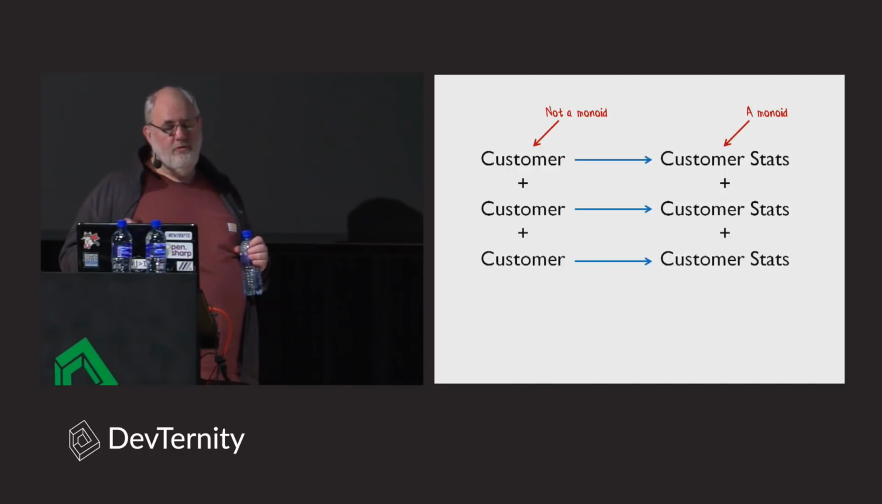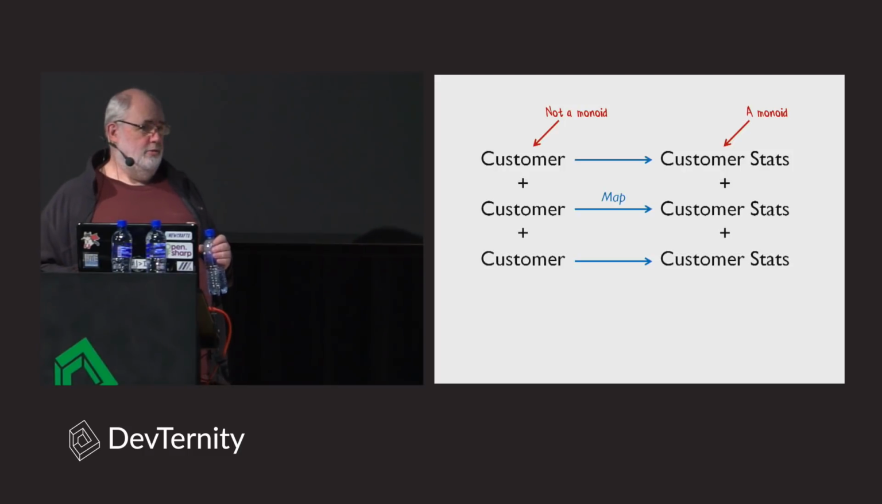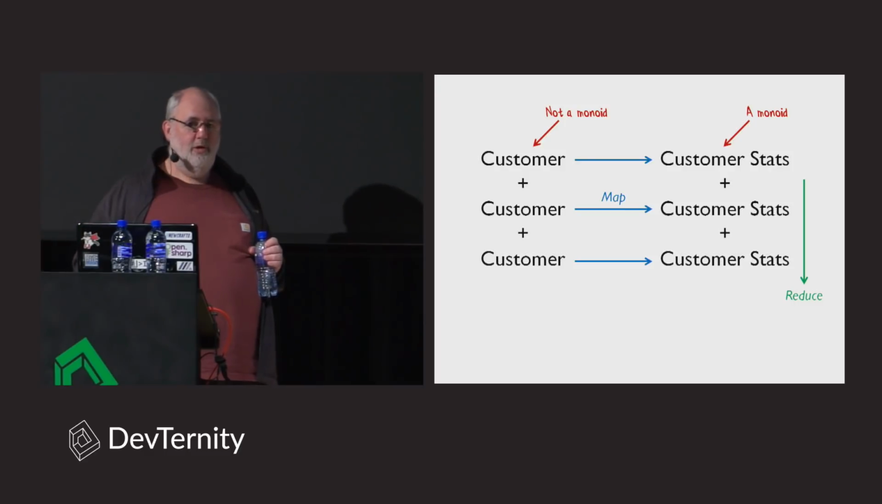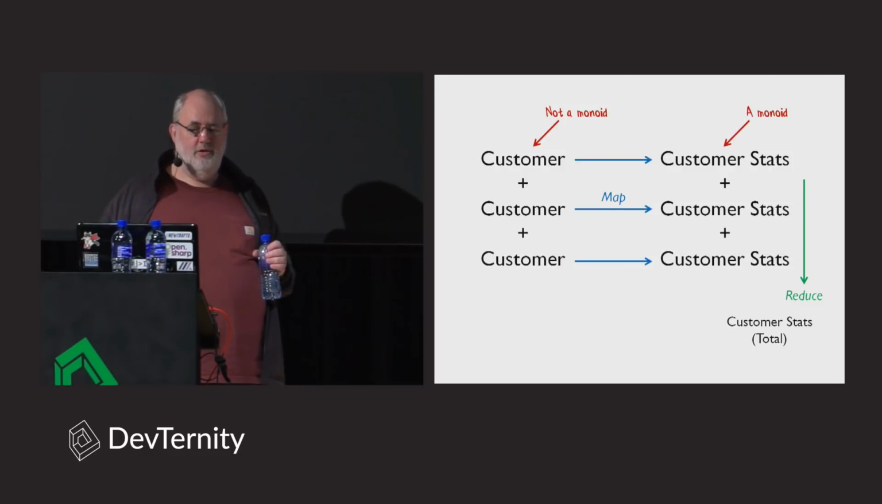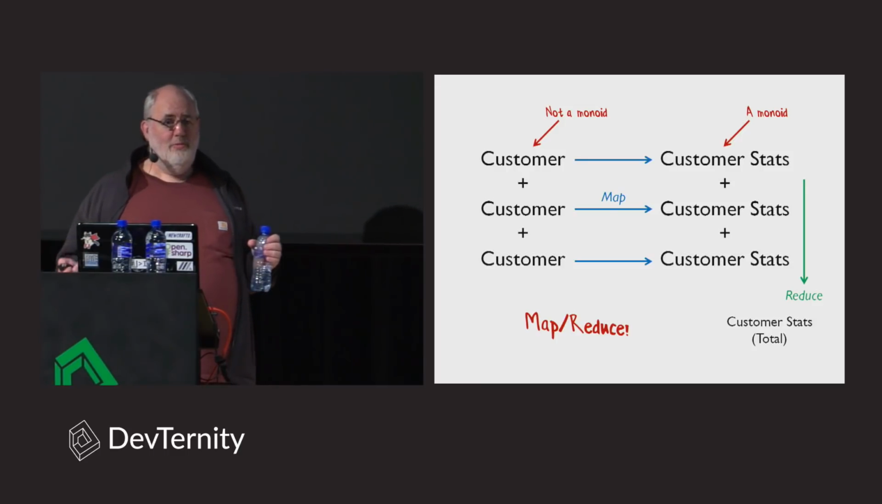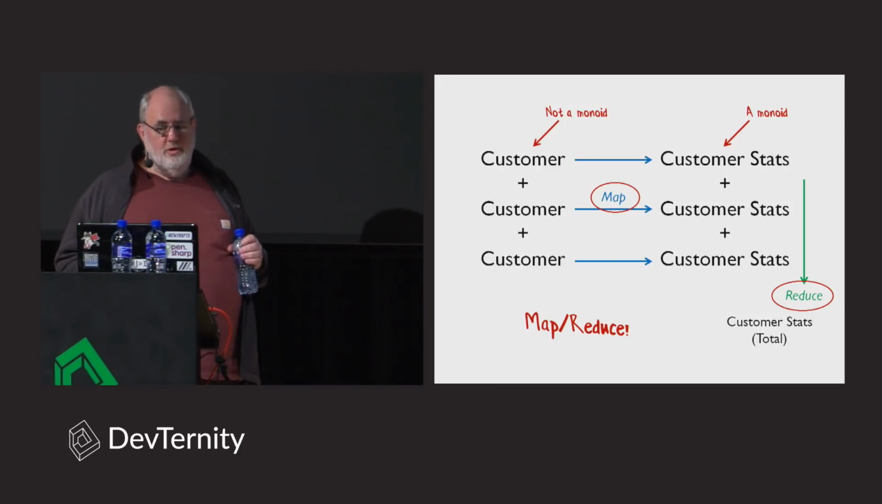So what you do is you convert something which isn't a monoid into a monoid, and that's using map. And then you can take all those monoids and sum them up using reduce. And that's a map followed by a reduce. Okay, you've probably heard of that. So this is what MapReduce is. It's really just mapping something and then reducing it because it's a monoid.